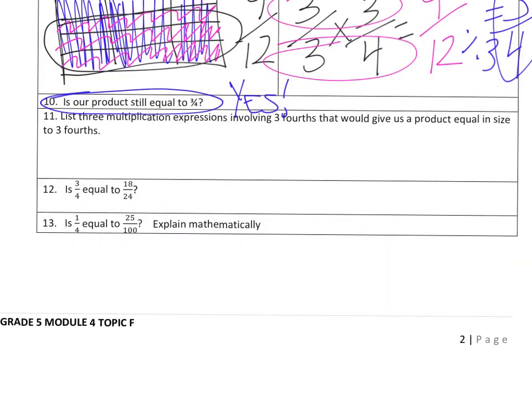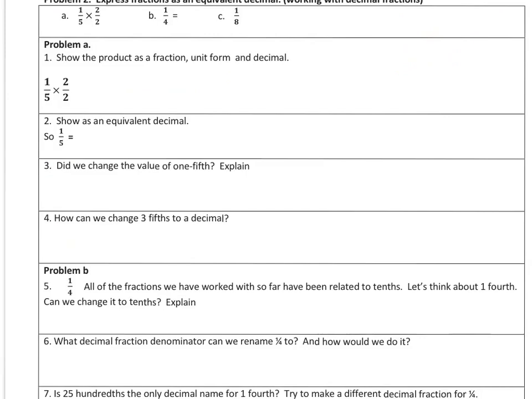So go ahead and list 3 multiplication expressions involving 3/4 that would give us a product equal in size to 3/4. So you're going to do this on your own, and raise your hand when you're ready for me to check you off. Once you're finished with 11, I'd like you to give these 2 a shot. If this is taking longer than 3 or 4 minutes, then you need a little extra help, so please raise your hand and ask.